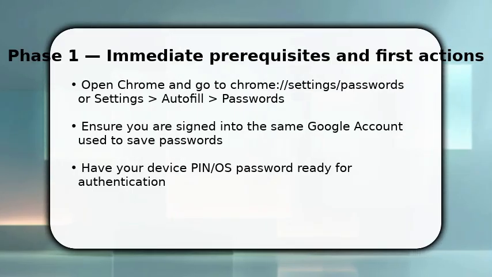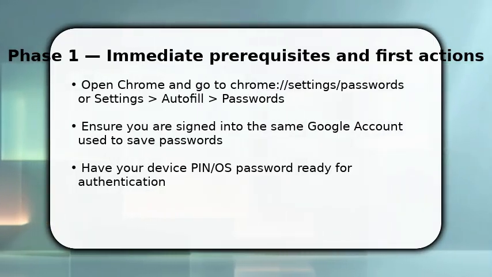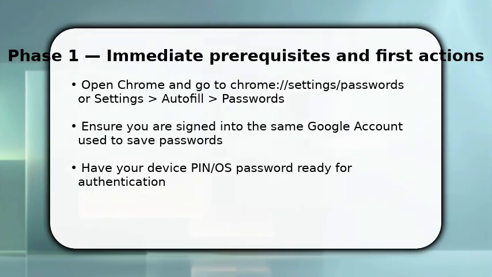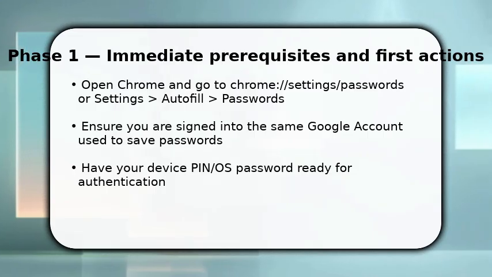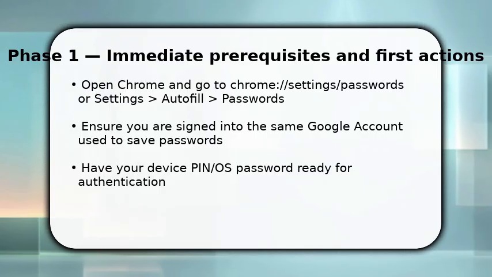You start by opening Google Chrome and going straight to chrome://settings/passwords or settings autofill passwords. You must be signed into the same Google account you used when saving credentials, because Chrome ties saved passwords to that account. Once there, pause and make sure your device PIN or OS password is ready. Chrome will ask to authenticate before revealing secrets.